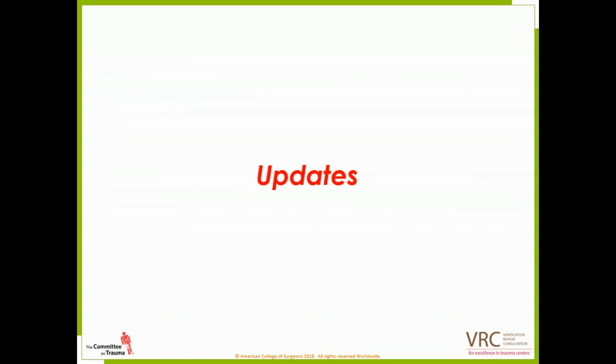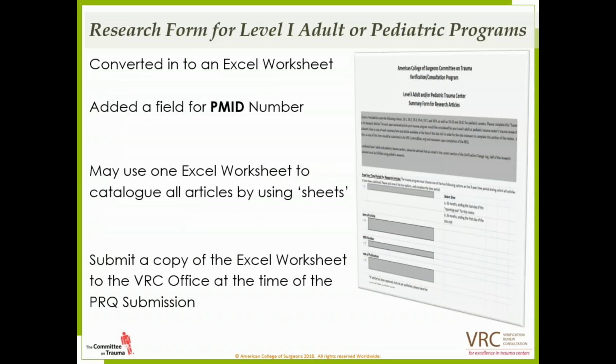And then a couple of more updates. Research form, because we aligned the Chapter 19 on the PRQ, what we also did is we updated the research form. Again, this is for level 1 trauma centers. So we made the research form as an Excel file, so it would be easier to work in. And what we also did is we added a PubMed ID number field. So if you know what that PubMed ID number is, that is of great benefit for us.